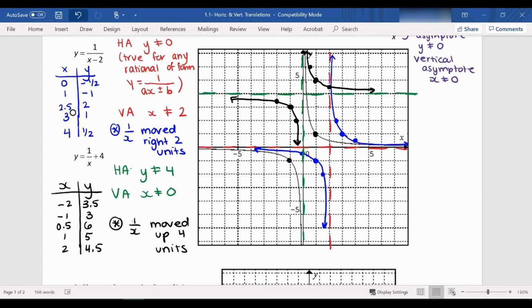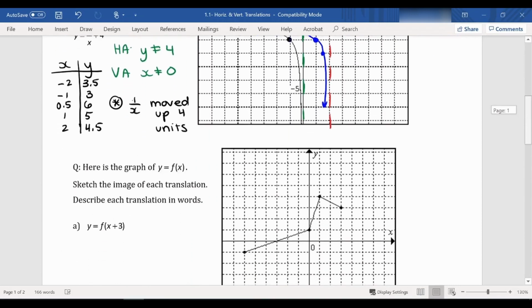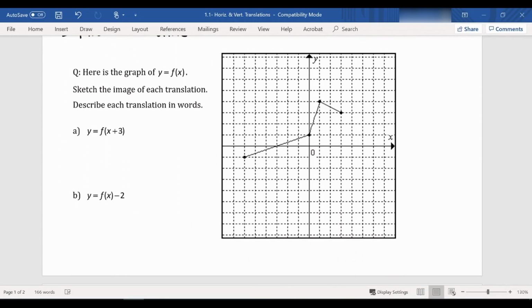Now, you might not be given a function of something that you know. You might be given some random graph. You might not even be told an equation for that. You might just be told this is some function f of x. So for this next one, this is the graph of some function f of x. We don't actually have an equation for this. We just know this is a function and this is what it looks like. So we are asked to figure out what sort of translation is happening.